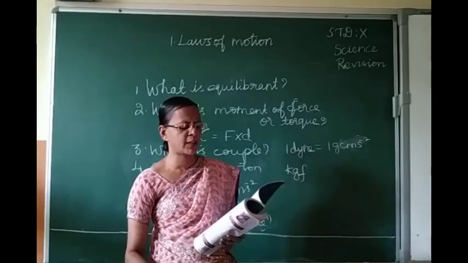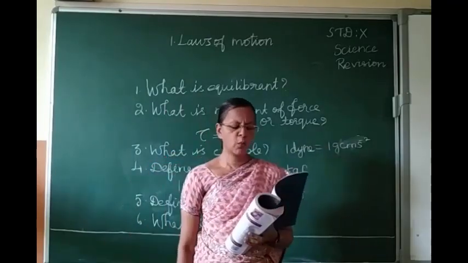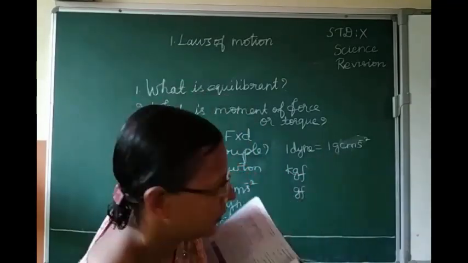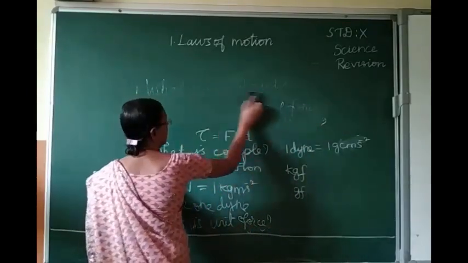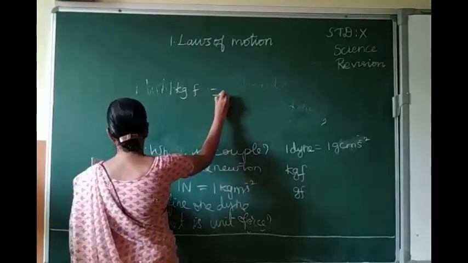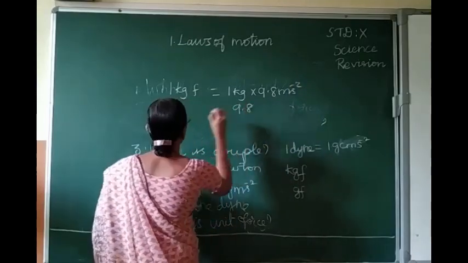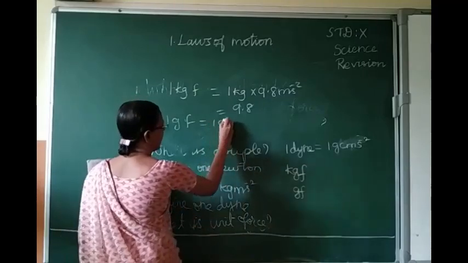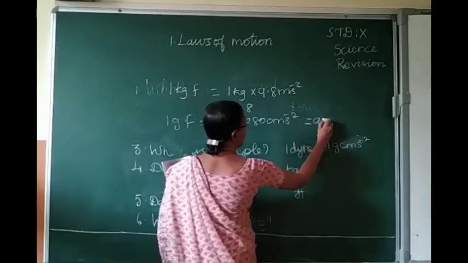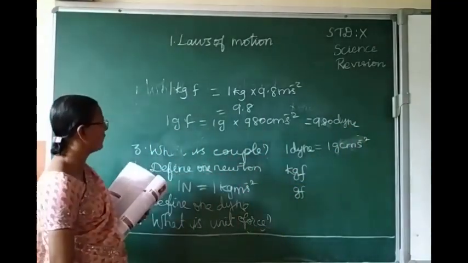In the CGS system we can say this unit as gram force, that is gf. So 1 kilogram force is equal to 9.8 Newton. How it comes: 1 kg force is equal to 1 kg into 9.8 m s^-2, so equal to 9.8 Newton. 1 gram force is equal to 1 gram into 980 cm s^-2, which is equal to 980 dyne. This is the representation of 1 kgf and 1 gram force.